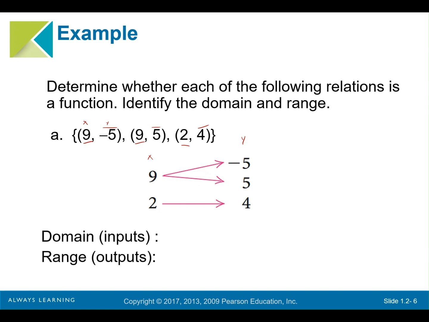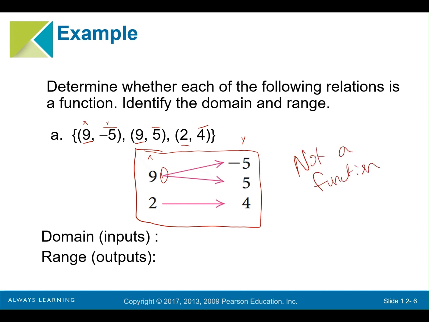And so when we want to actually look at, okay, is this a function? It's often helpful to draw out these kinds of diagrams, because very clearly we can see that 9 is being mapped to two different values. So this is not a function. But we can still tell what its domain is. The domain is the numbers on the left-hand side here, 9 and 2. And on the right-hand side, we have -5, 5, and 4. And so that's our range.